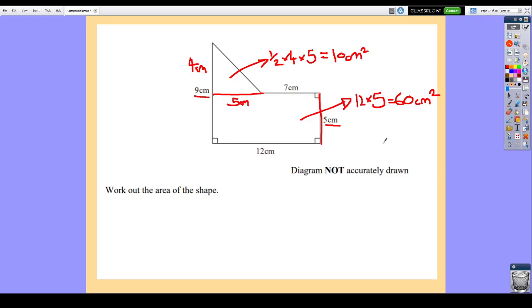Excuse the mouse handwriting again. And then add those areas together. So I'm going to need the 10 centimetres squared for the triangle, plus the 60 centimetres squared for the rectangle. That's giving me a total of 70 centimetres squared for the total area of this shape. So that's that compound area question.